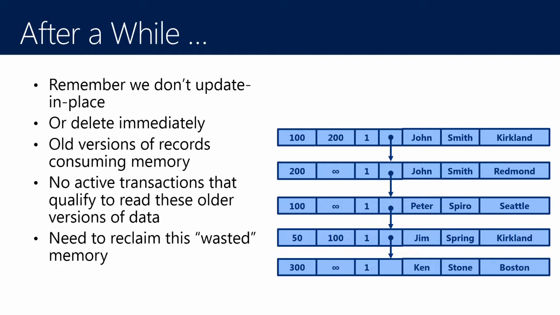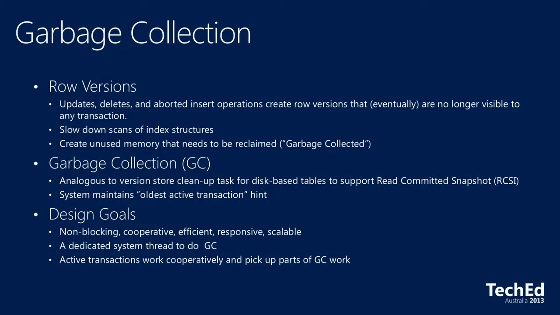So we have this row versioning happening automatically in the background. We need to reclaim this wasted memory because right now we're at transaction maybe 300 or something like that. There's no point in keeping transactions that have finished at 100 or 200 because nobody can access them. All the transactions have completed by then. So we need something that reclaims the space, some sort of garbage collection. Updates, deletes, and aborted insert operations create row versions. Eventually we need to clean them out because they take up memory, slowing things down.